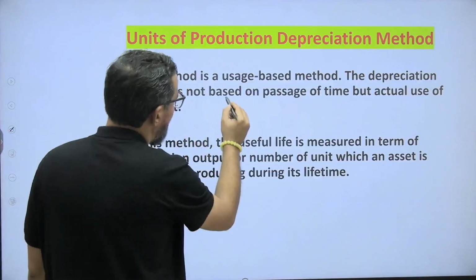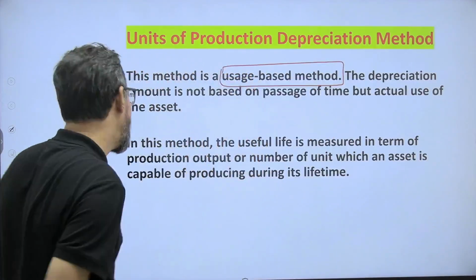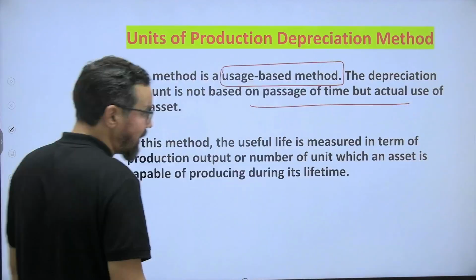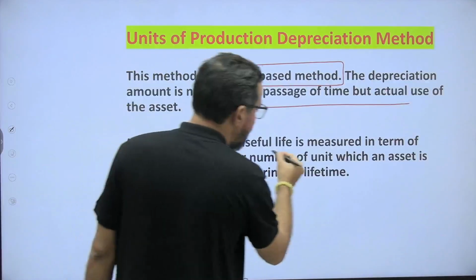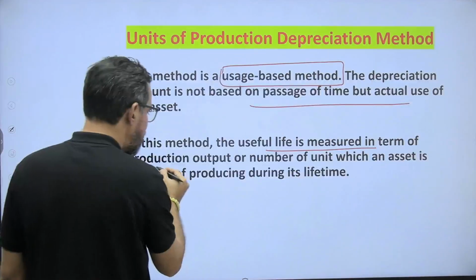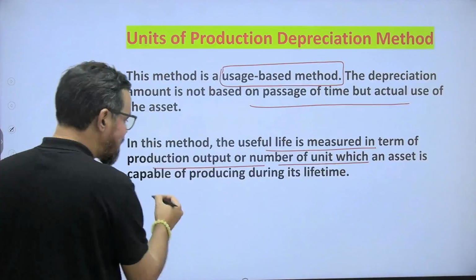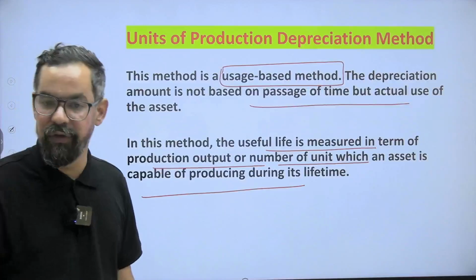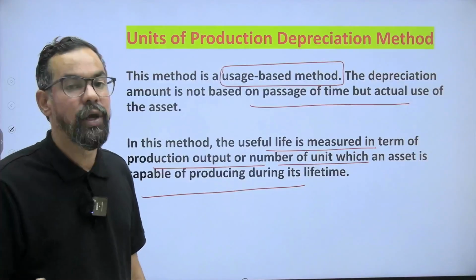This method is use-based method. Again, the depreciation amount is not based on passage of time, but actual use of the asset. In this method, useful life is measured in terms of production output or number of units which an asset is capable of producing during its useful life or lifetime. Like our asset was capable of producing 100 crores units, right? So that is the one.